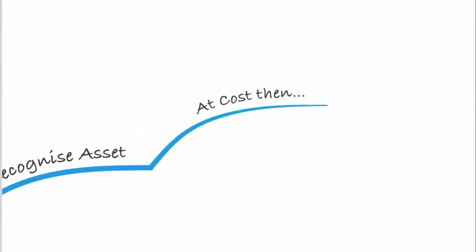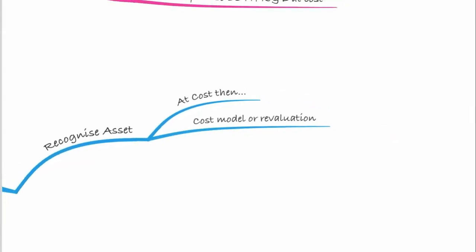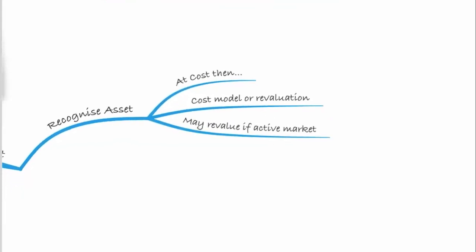So if we bought it, we'll recognize it at the amount we paid for it. If it's development expenditure, we'll recognize it at the amount of expenditure we incurred. Now, once you've recognized it at cost, you can either use the cost model or revaluation. So the cost model will be cost less amortization, which I'll talk about in a second, or under certain circumstances, you may revalue the intangible asset. Now, that's only if there is an active market for it.